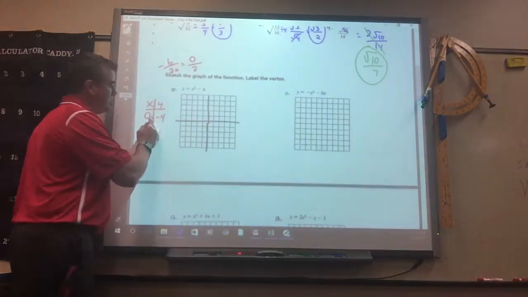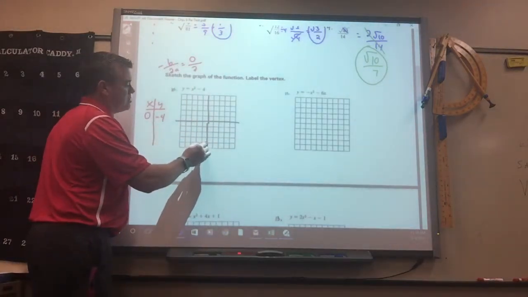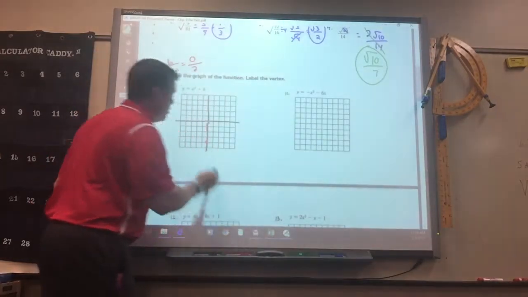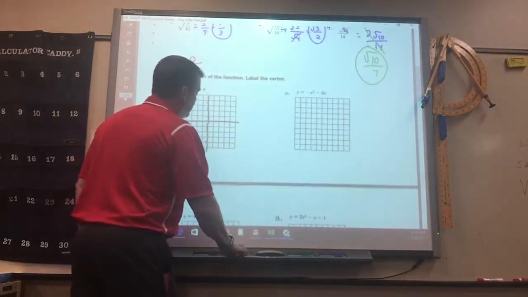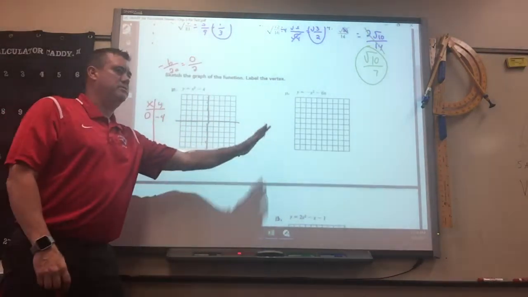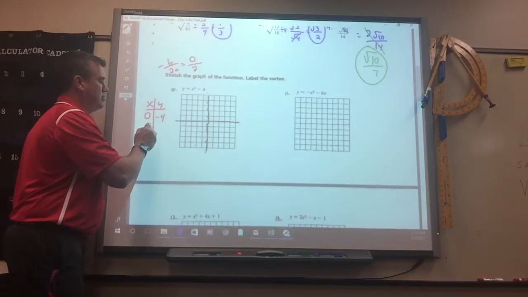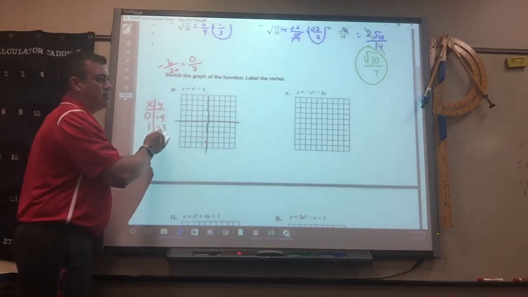So at 0, over, 4 down is the vertex. So remember, that is also the axis of symmetry. Then you just start putting in numbers close to 0. 1. 1 squared minus 4 is -3.